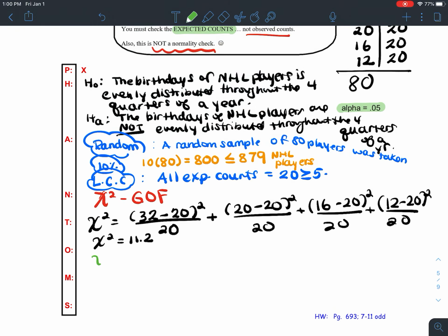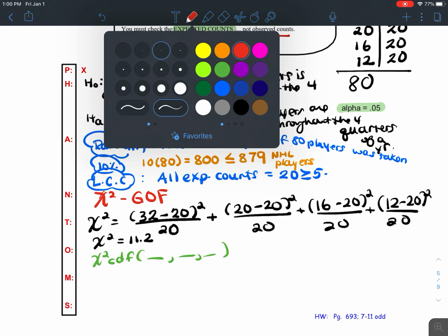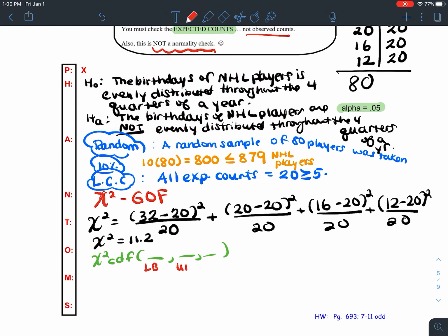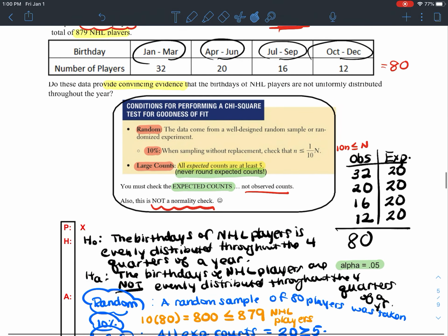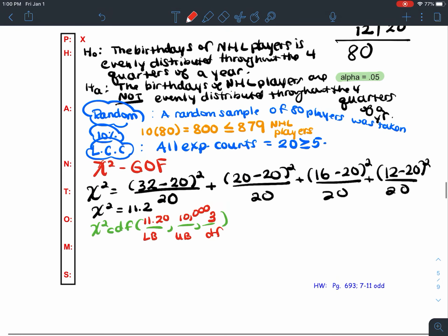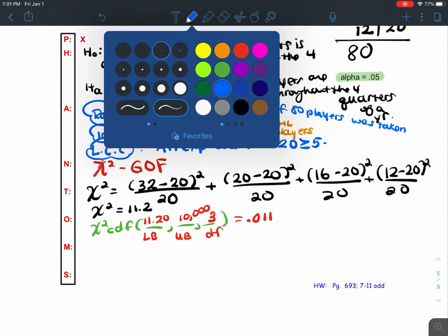I would encourage you, when you are finding the p-value, to just use chi-square CDF. You do, again, always have to label your calculator inputs: lower bound, upper bound, degrees of freedom. Lower bound is that chi-square test statistic. Upper bound is the 10,000. Degrees of freedom on this, we have 4 categories. The 4 categories are the 4 quarters. We subtract 1 from that, our degrees of freedom should be 3. This is going to give us a p-value of 0.011.